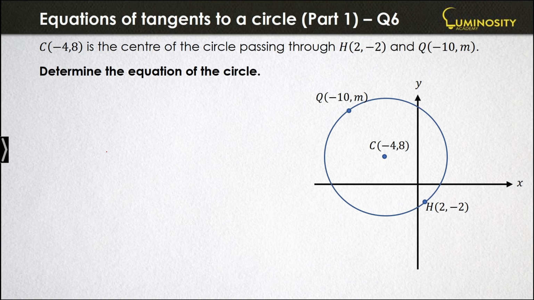Let's have a look at question 6. C, being the point (-4, 8), is the center of the circle that passes through the points H(2, -2) and Q(-10, m). Determine the equation of the circle.